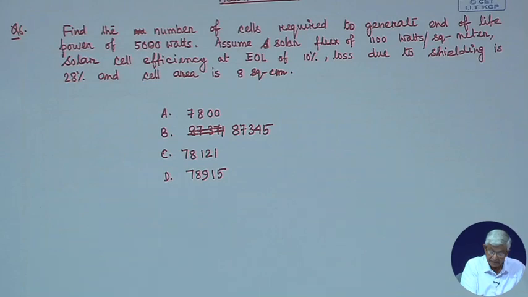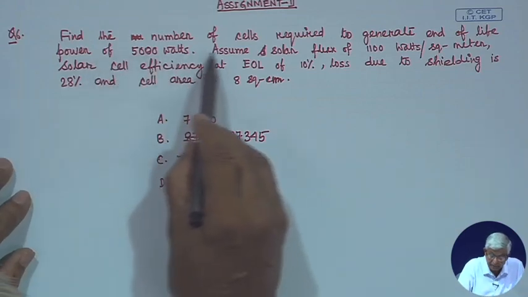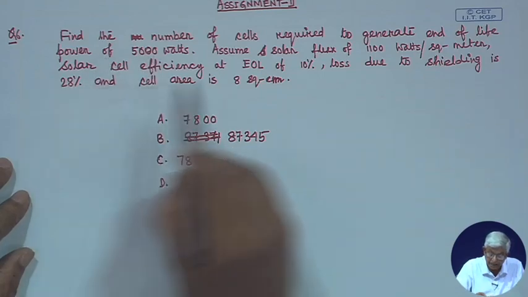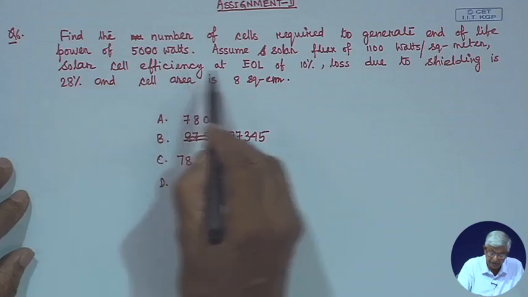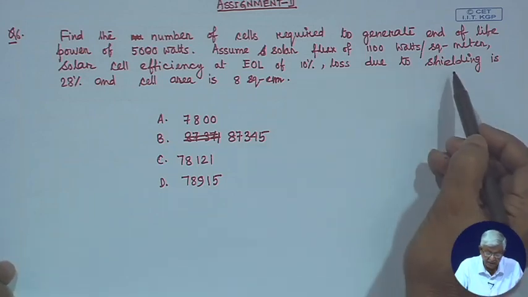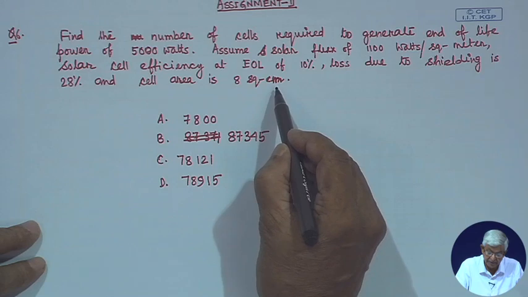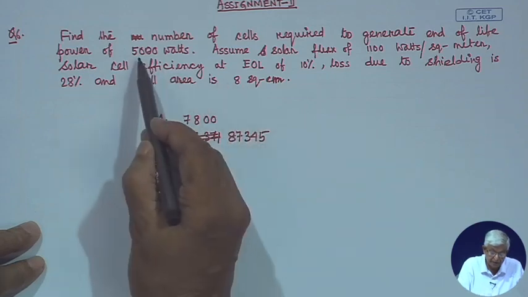Now, let us take question 6. Question 6 is again related to the power calculation with a solar cell: find the number of solar cells required to generate an end of life power of 5 kilowatt. Assume solar flux as 1100 watts per square meter, solar cell efficiency at end of life 10%, loss due to shielding 28%, and each solar cell area is 8 square centimeter. Some options are given for how many such solar cells are required to generate this 5000 watt.